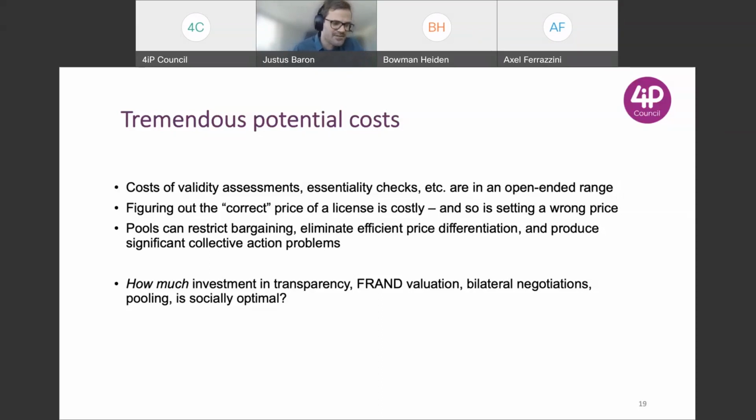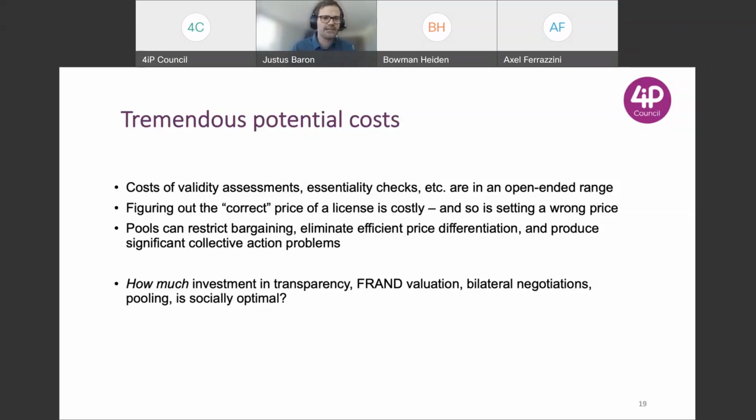An example of a framework that could be created at very low cost is just stipulating that the correct FRANA value of every SEP license is 0. So that is costless, at least in the simplistic way of transaction costs, but it obviously creates potentially significant social costs if the price that we are setting is wrong, because then we are setting wrong innovation incentives and potentially wrong incentives for companies to use this standard in the market.